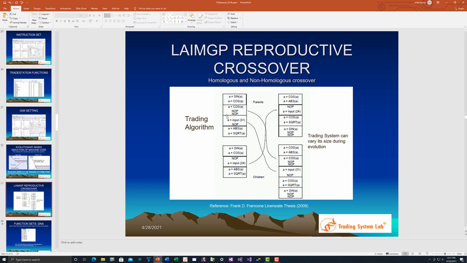So we can combine parents of the same block size, and that will give rise to children of varying block size. This is exactly what you want in trading strategy design. I don't want to have to be restricted to a particular size. I want the trading strategy to be able to grow and shrink as it's evolving, as it's discovering how to consume the data and design the best trading strategy. So this is very unique in Trading System Lab's genetic program, this non-homologous crossover. You won't find this in other algorithms.